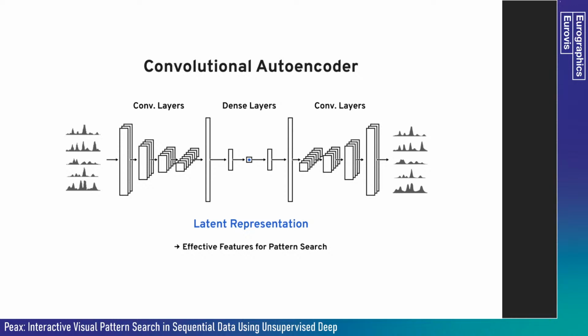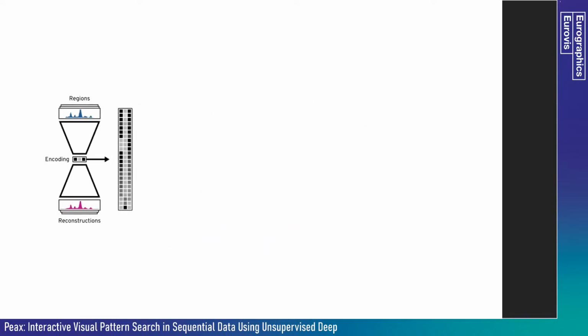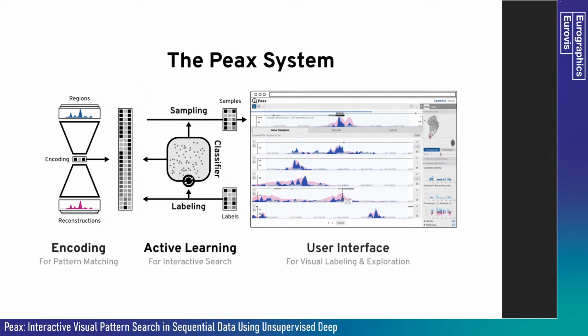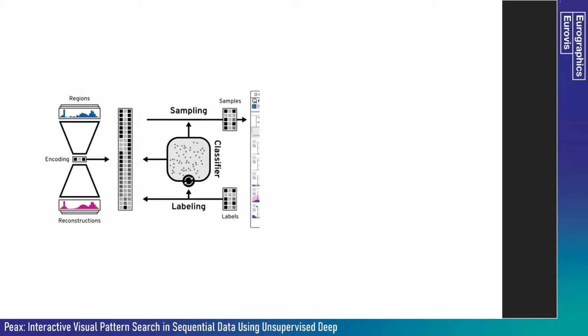Additionally, to support interactive visual pattern search, we not only need a good matching technique, but also a system that is able to adapt to the user's perceived similarity. We have developed a system called Peaks that uses our novel representation learning technique and combines it with an active learning strategy to allow users to interactively train a classifier that identifies the important visual features using binary relevance feedback.